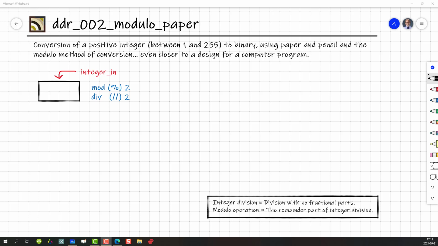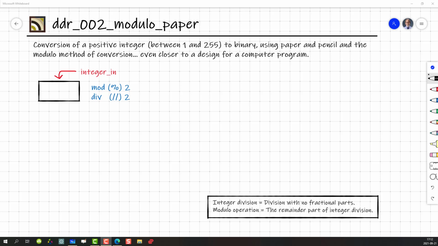A couple of things that you need to be familiar with in order to carry out this procedure, or at least understand it. The first one is integer division, which is simply like a conventional division, but you ignore or disregard the fractional or decimal parts. A modulo operation is basically the remainder part of an integer division. Now, hopefully this will become clear as we carry out the procedure.